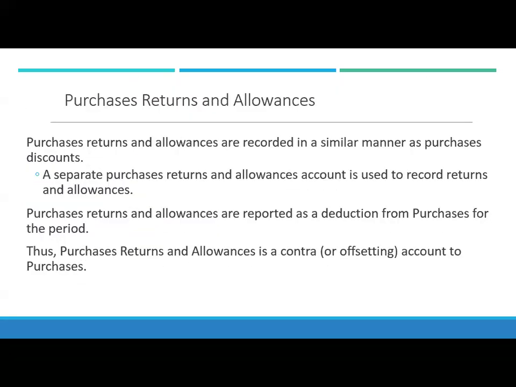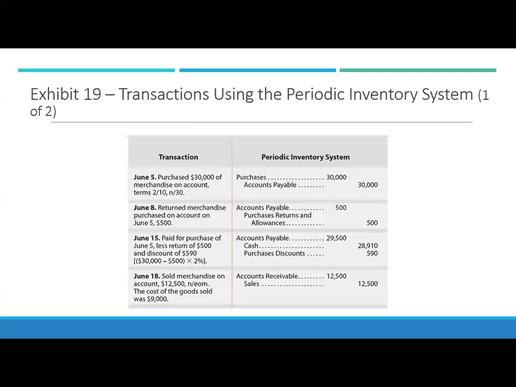So purchases will have a debit balance, but purchases returns will have a credit balance because it's reducing cost of goods sold. Purchases are increasing cost of goods sold because it would generally be an increased inventory, but it's a debit in the natural accounting cycle because we're debiting purchases, crediting accounts payable.